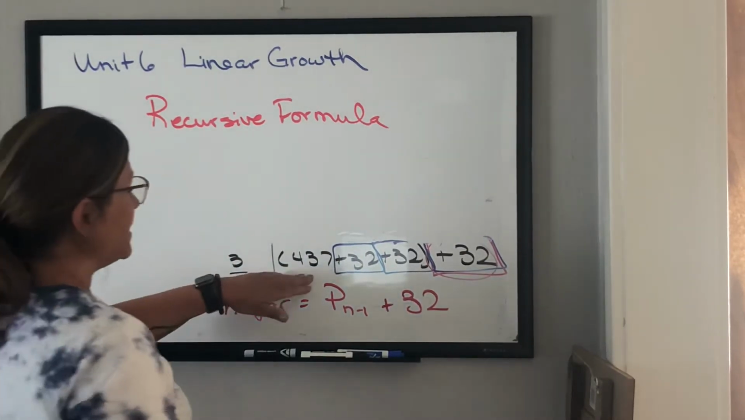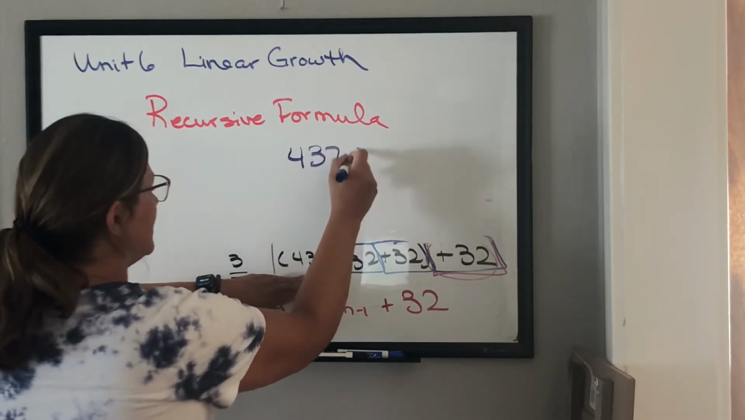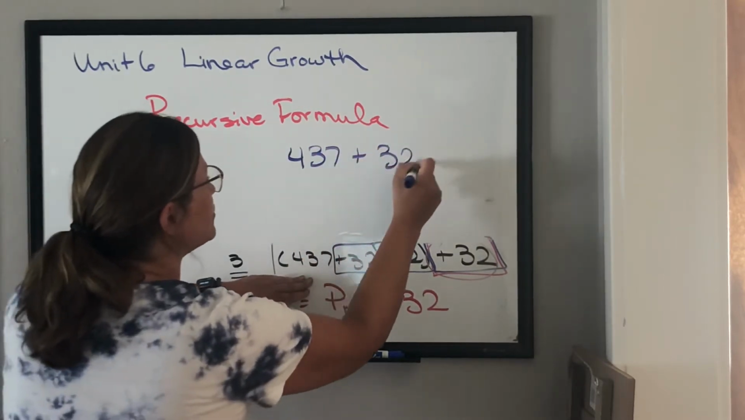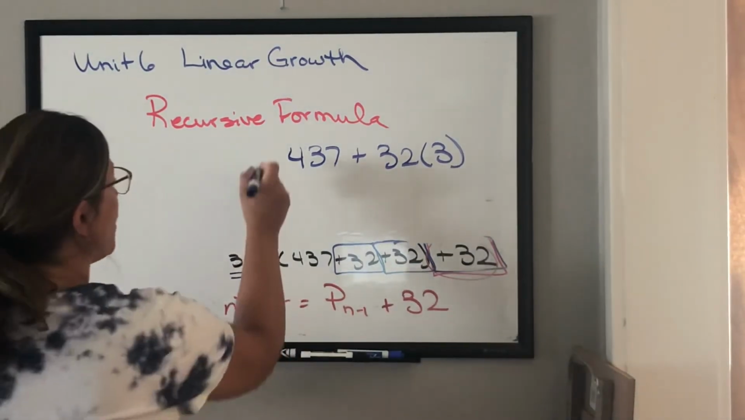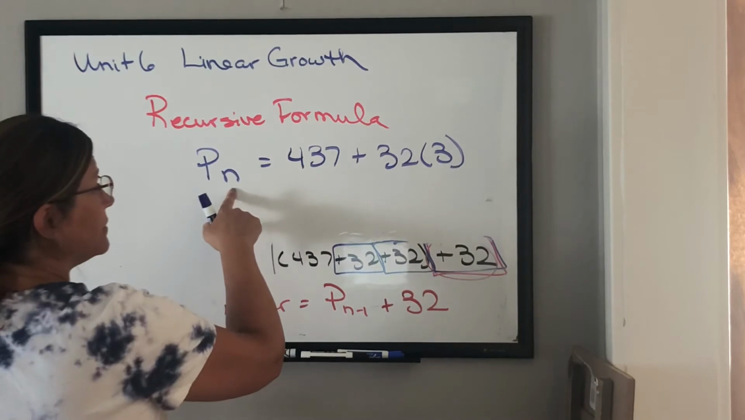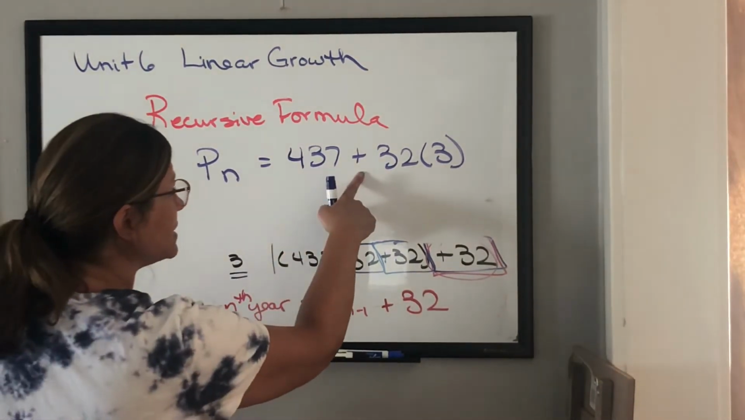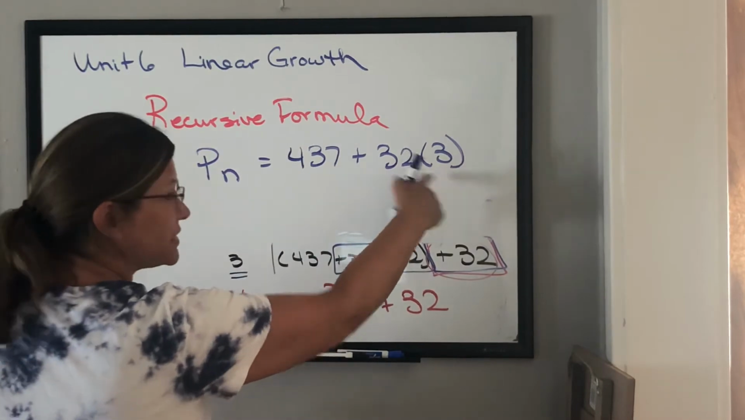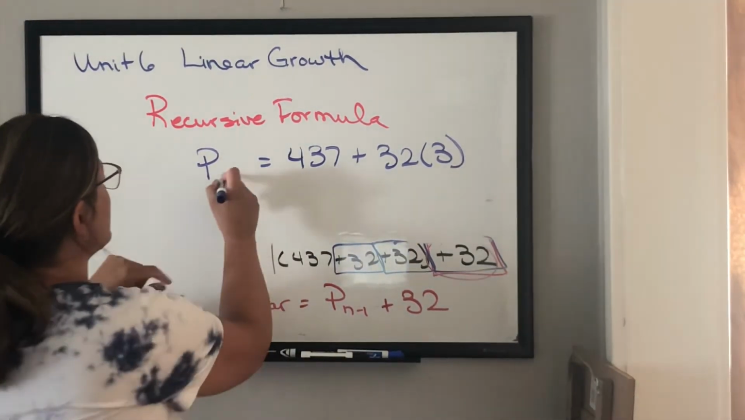So in the third year, I've got 437 plus 32. Could I write times 3 instead? So the number of bottles in year N is 437, what I started with, plus 32 times 3 in 3 years.